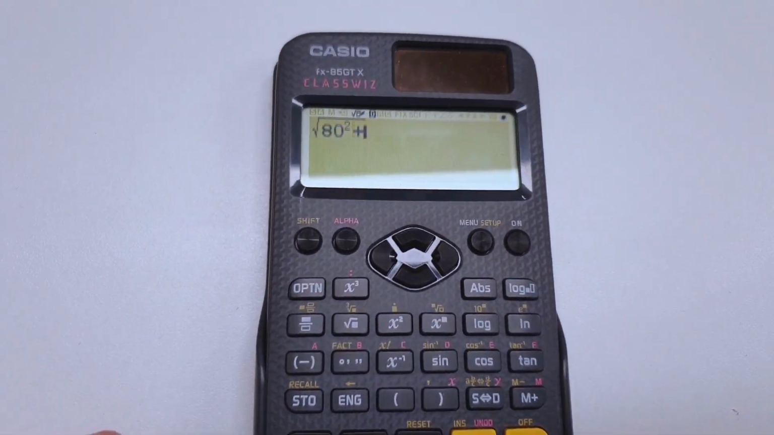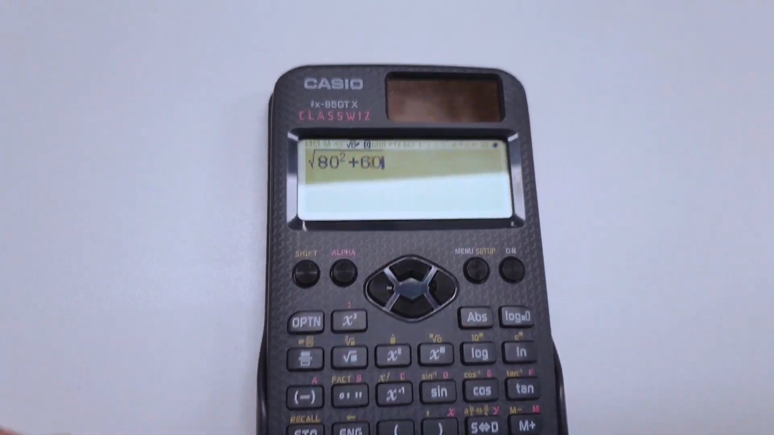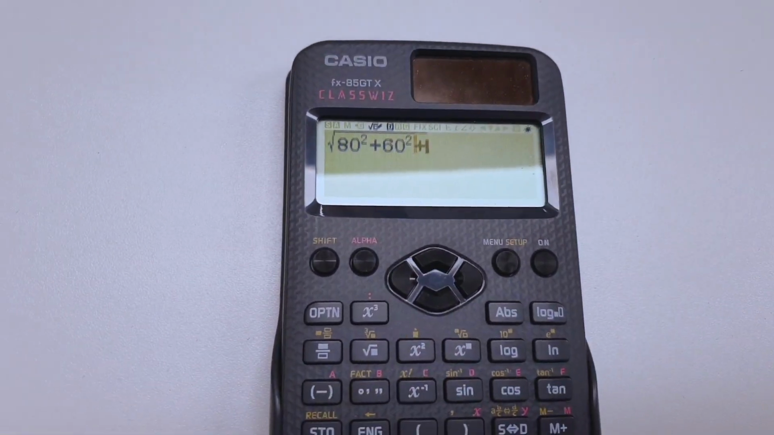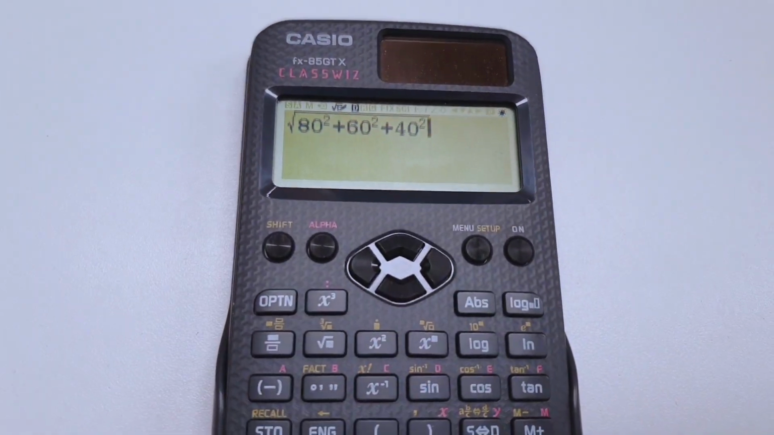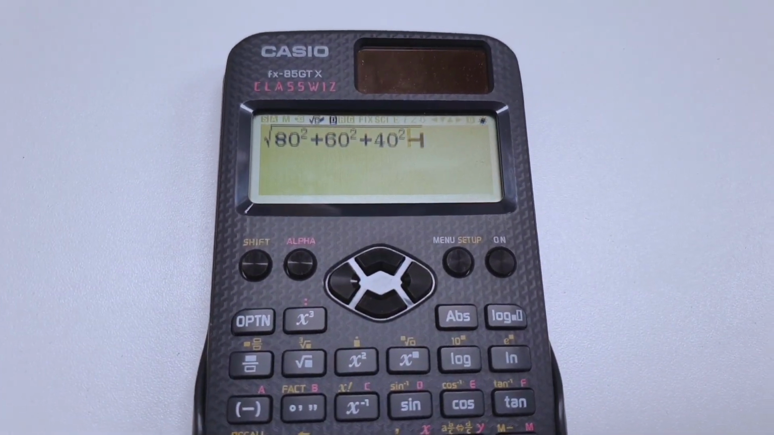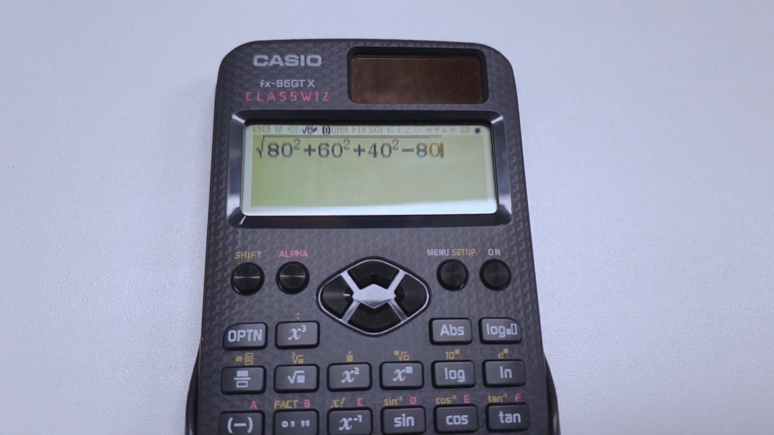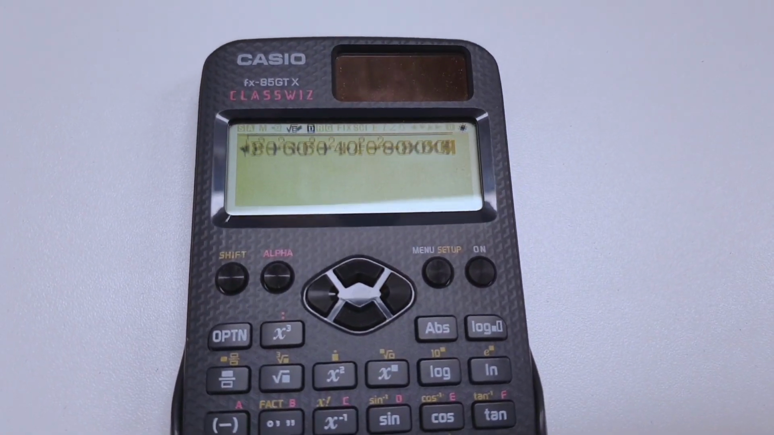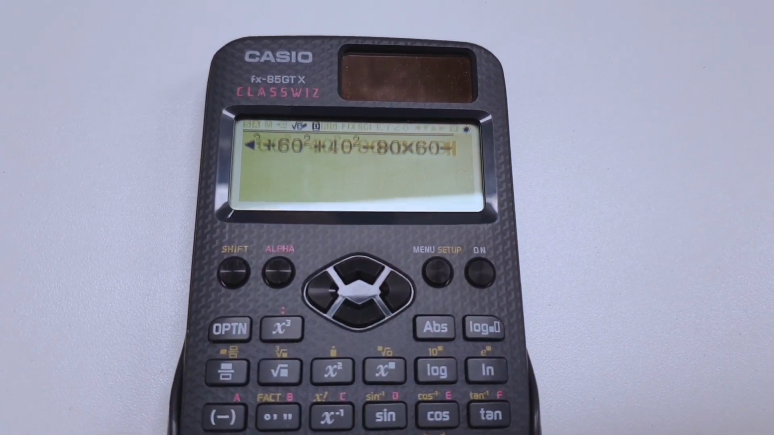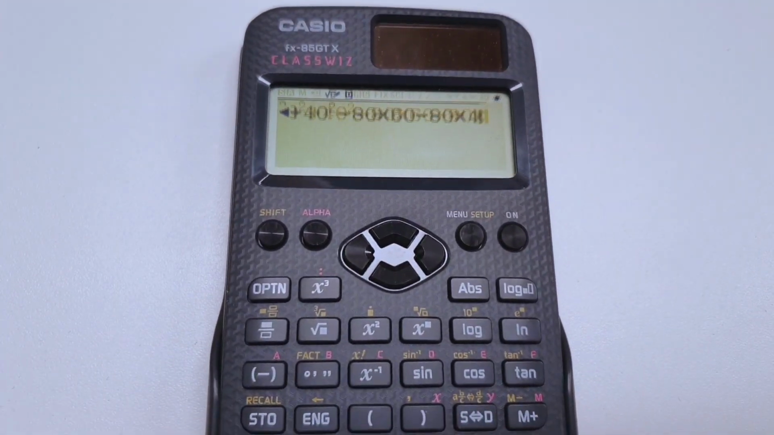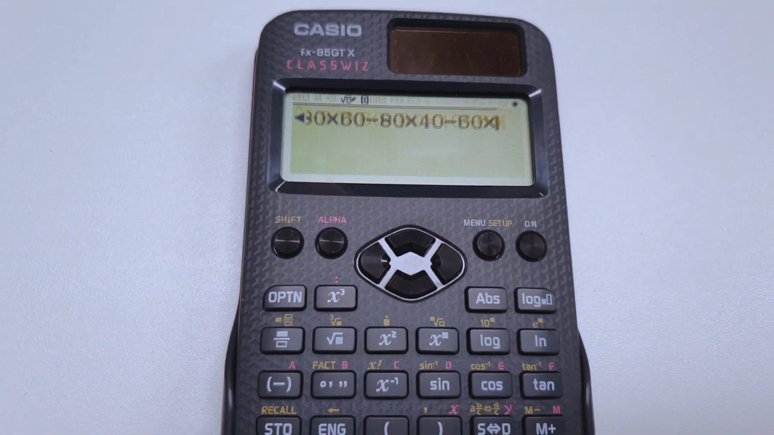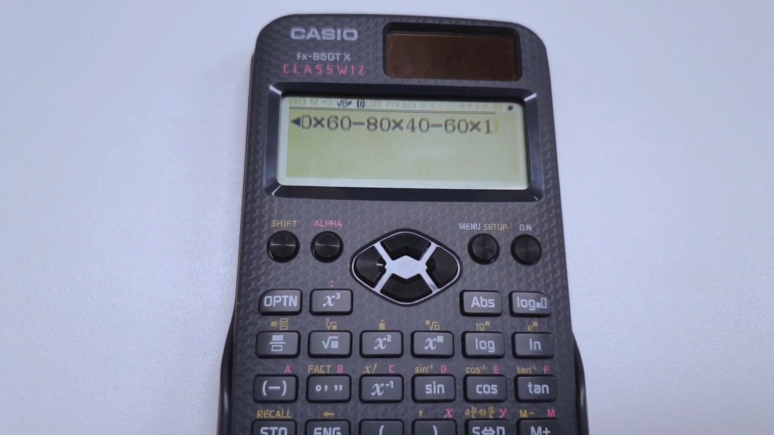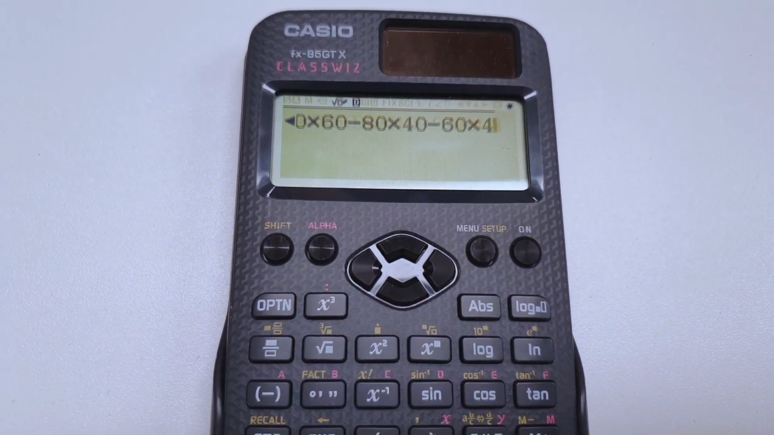So plus 60 squared plus 40 squared, and then we keep going from there. We're going to take away 80 times 60, and we're going to take away 80 times 40, and then we're going to take away 60 times 40. There we go.